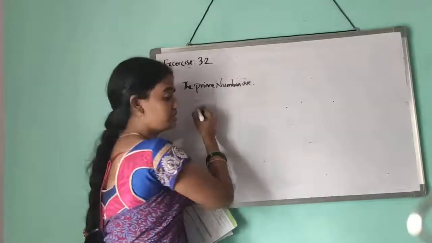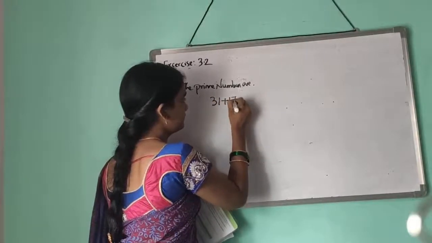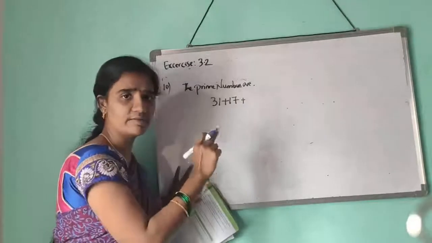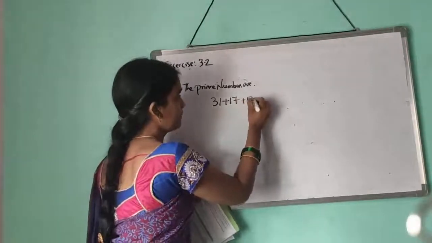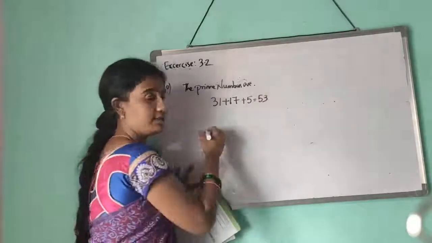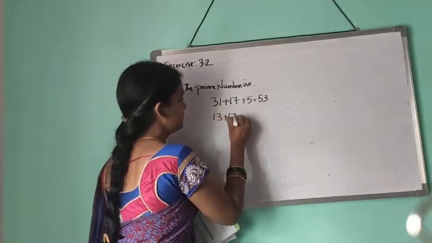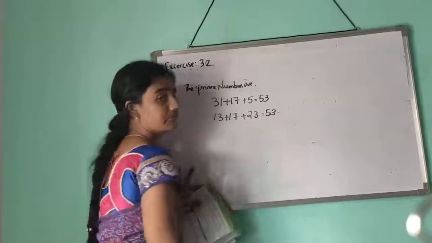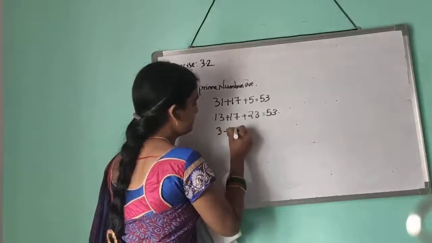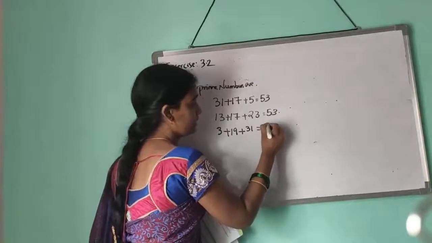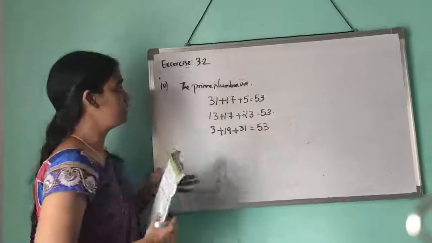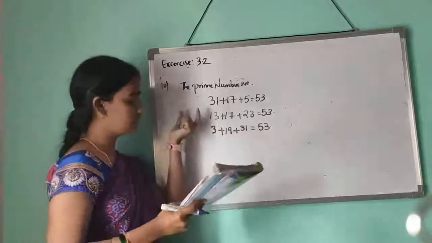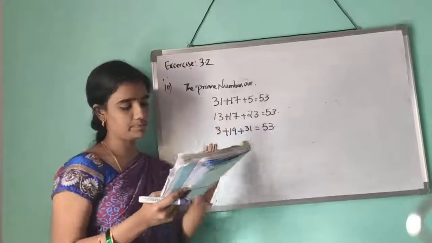Here I am taking the numbers 31 plus 17 plus 5 equal to 53. The same way, 13 plus 17 plus 23 also gives 53. 3 plus 19 plus 31 also gives the sum 53. In this way we have to write the sum of 3 primes.